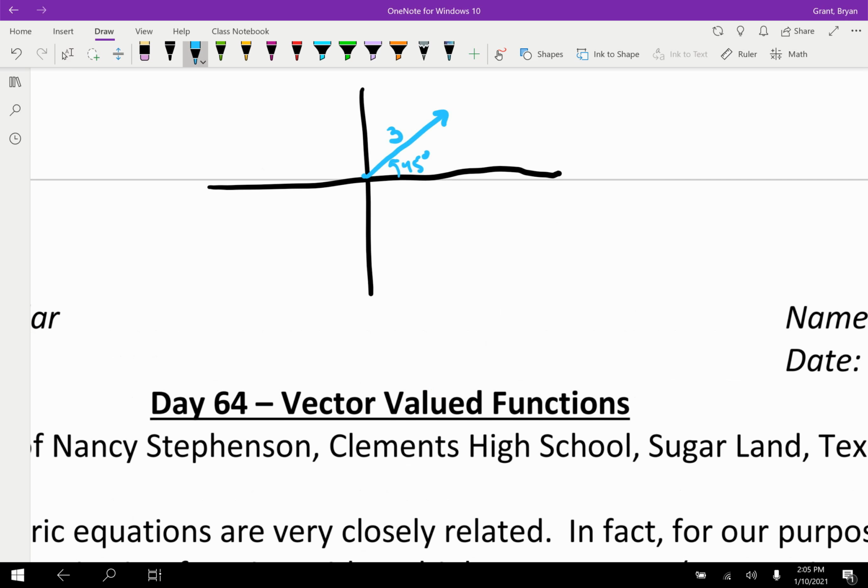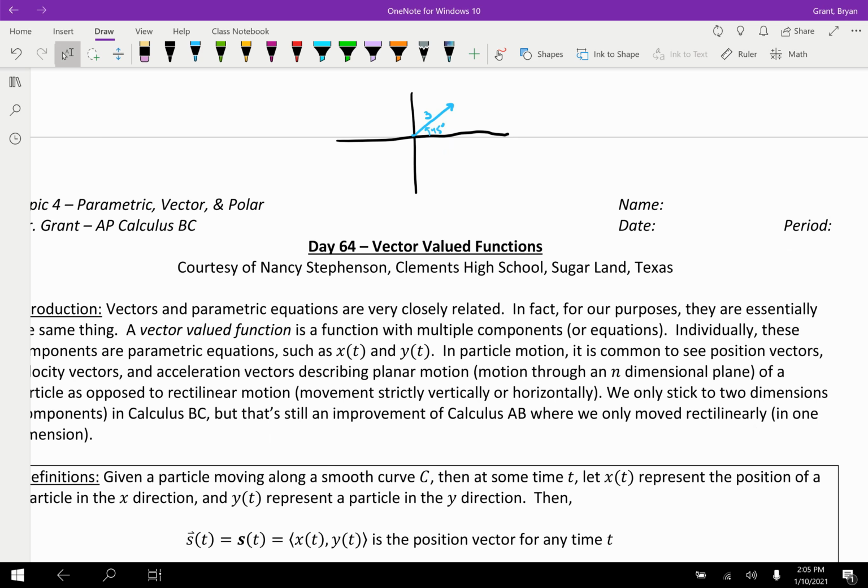Now, vectors and parametric equations are super closely related. In fact, for our purpose, they're essentially the same thing. Now, a vector-valued function or a vector-valued equation is going to be an equation with multiple components, just like a parametric equation. We're only going to have 2 components, an x and a y, but as you move further on to mathematics, you'll have 3, 4, or n dimensions coming out of this.